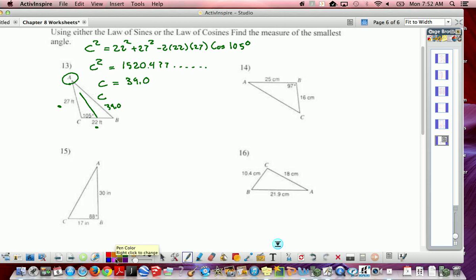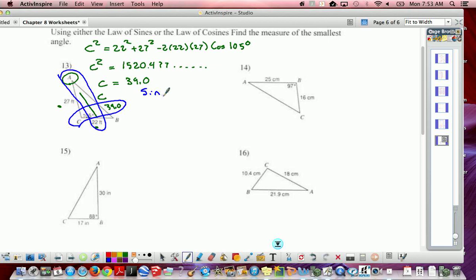Now that I know that this is 39.0, I can use the law of cosines again, if I want, to find angle A. Or I could use the law of sines. Either will work. Since I know that this is 39, and it corresponds to the 105, and I'm looking for angle A, and it corresponds to the 22, I could use the law of sines here, which I know some of you prefer to use. So I'll do it on this one. I'll kind of alternate back and forth here.